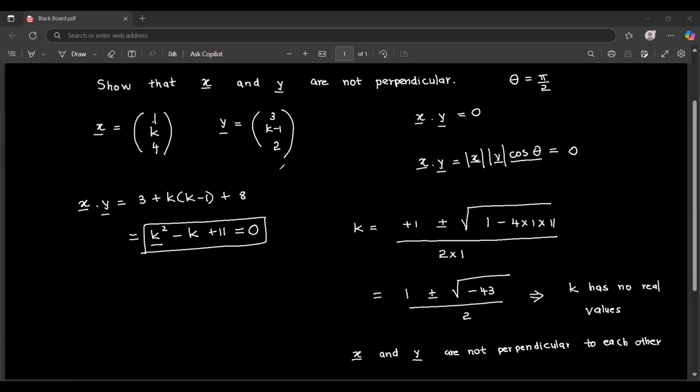But if we had something like, I don't know, -1 here, and if we had -2 here, we would have had two instances where x and y are perpendicular to each other. So this is how you have to tackle this specific question.